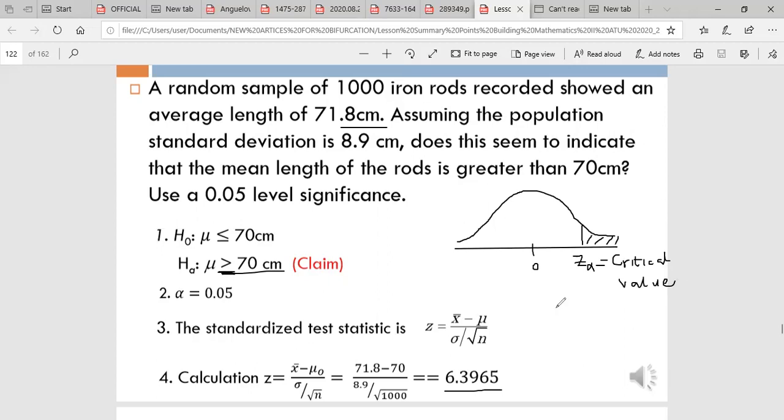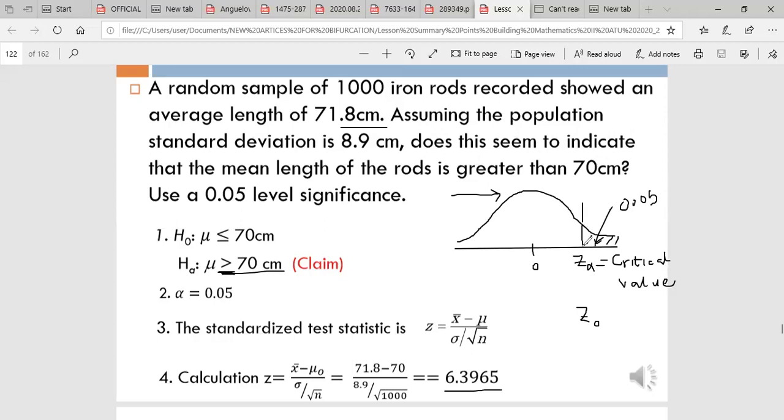Now that means we are going to read the probability of 0.05 to the right. But if you recall, last week in class, I told you that the statistical tables are cumulative probabilities from the left. So you cannot directly find the probability from the right. You rather have to find the probability on the left and subtract from 1, if you remember.